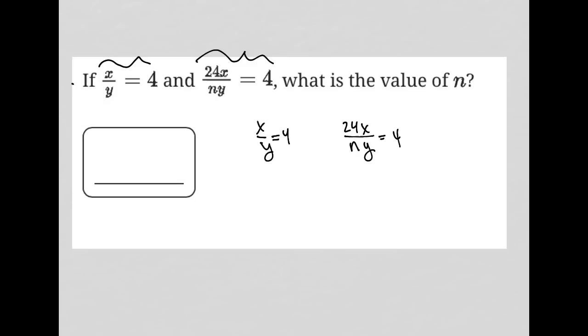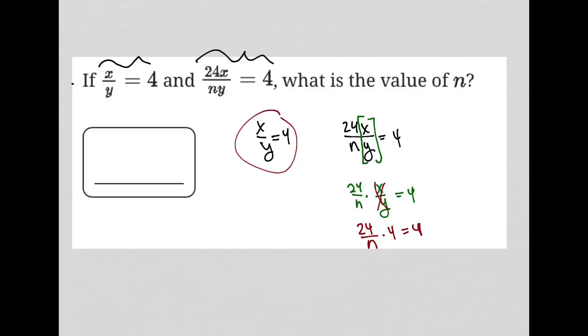Now what I notice here is I still have technically this x over y, right? Meaning that I could have written this as 24 over n times x over y, and then of course that equals 4. But I know that x over y is 4, right? That's what this tells me. So this x over y could be replaced with 4, so that I would have 24 over n times 4 equals 4.